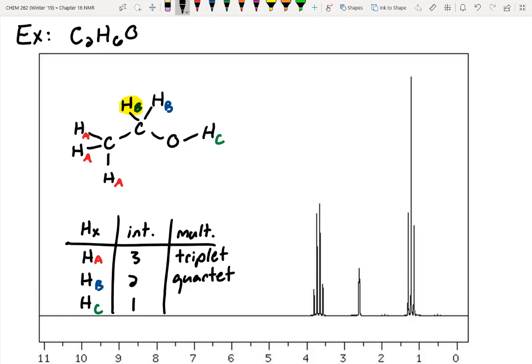All right, and then last but not least, we've got HC. HC, how many 3 bond neighbors does it have? 0. We can't go through that oxygen atom. So in this case, 0 plus 1 is 1. It'll be a singlet.